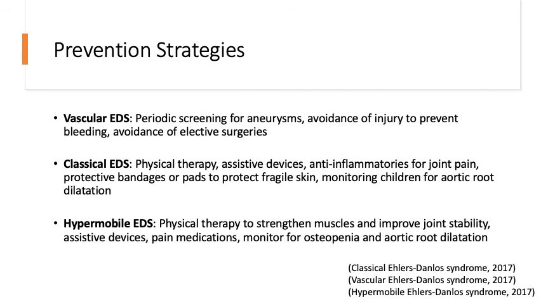For classical EDS, it's important to integrate physical therapy, assistive devices, anti-inflammatories for joint pain, and use of protective bandages or pads to protect fragile skin, and to monitor children for aortic root dilatation. With hypermobile EDS, physical therapy can be used to strengthen muscles and improve joint stability, as well as assistive devices and pain medicines, and it's important to monitor for osteopenia as well as aortic root dilatation.